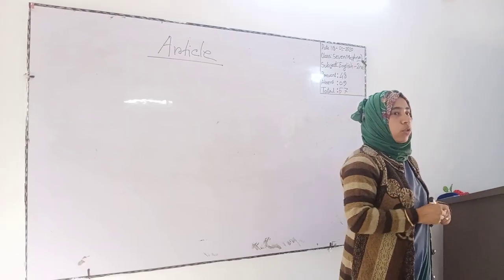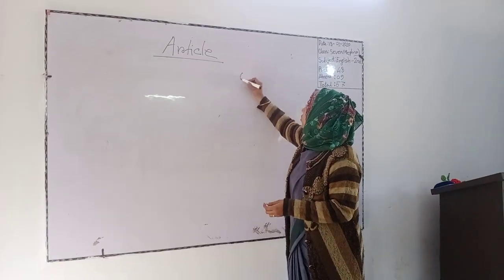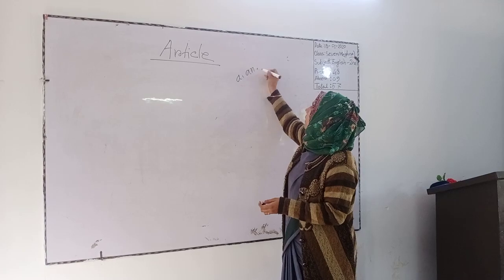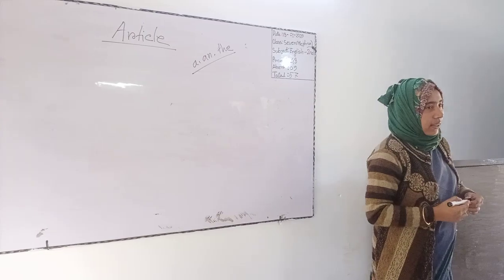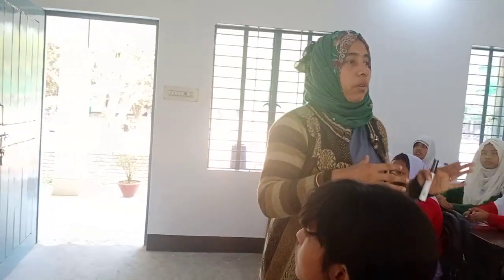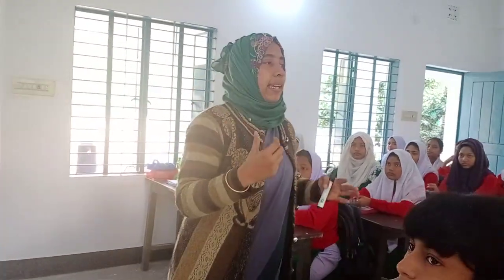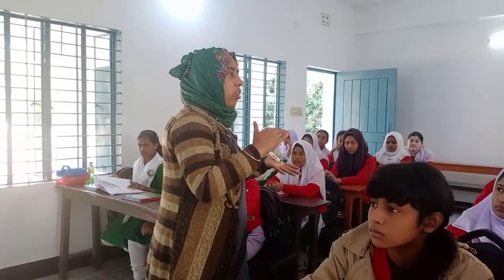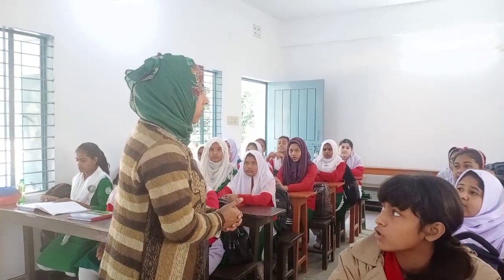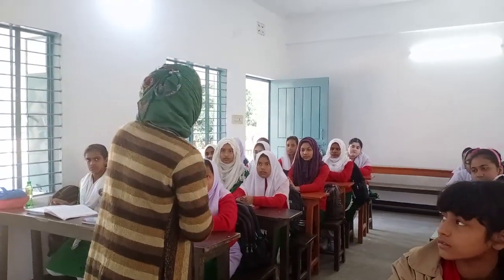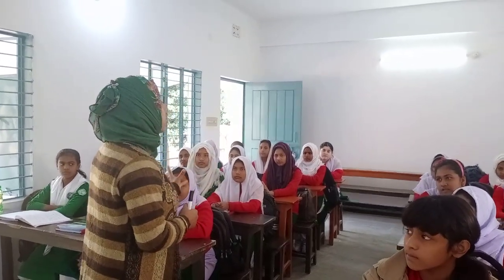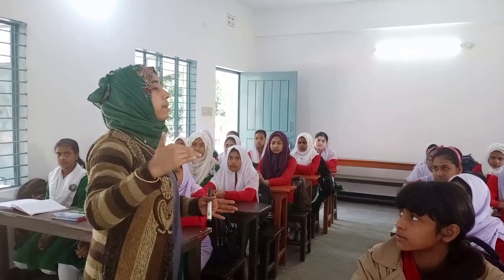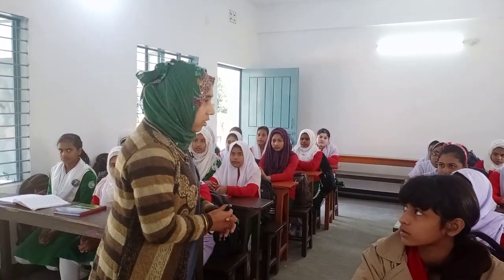Yes, my students, you know article is A and AN. But where are these articles used, and for what can we use article? Is it based on letter or pronunciation? Can you tell? Pronunciation. Yes, article is based on pronunciation. There are two types of sound, vowel and consonant. And article is based on sound, not letter. Okay?